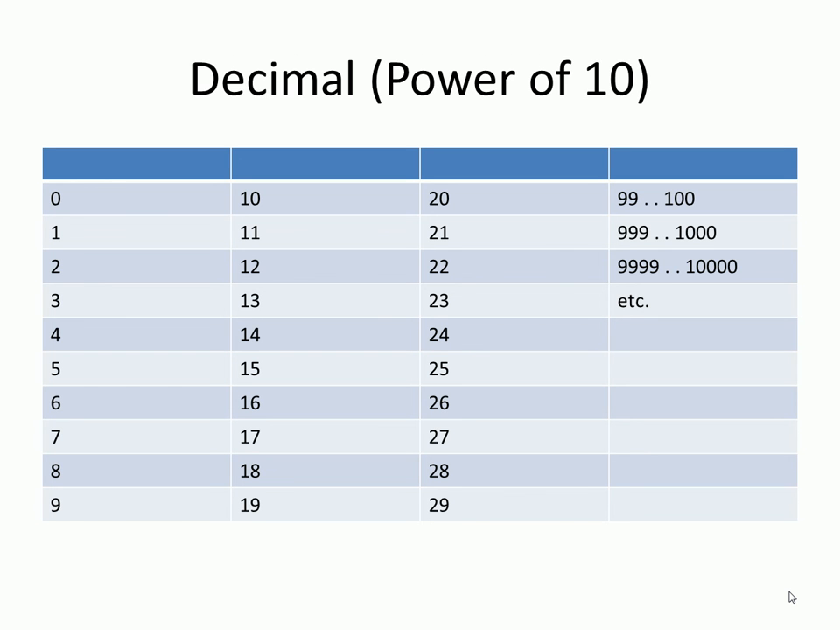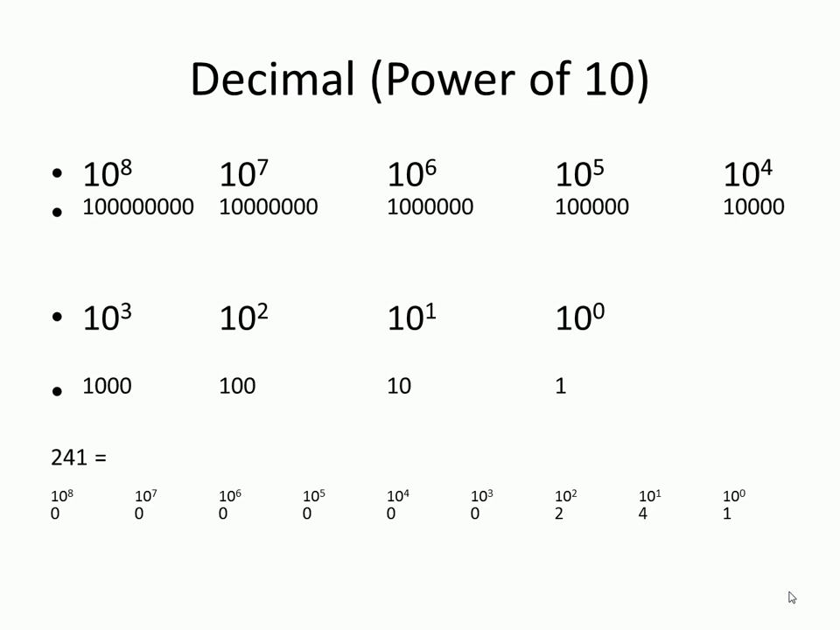Okay, so how about this? You all agree that 10 to the 0 is 1, and 10 to the 1 is 10, 10 to the 2 is 100, and so on and so forth? Yes? Okay. So 241 is 2 of the 10 to the 2's, 4 of the 10 to the 1's, and 1 10 to the 0. So far so good? That's what we've done.